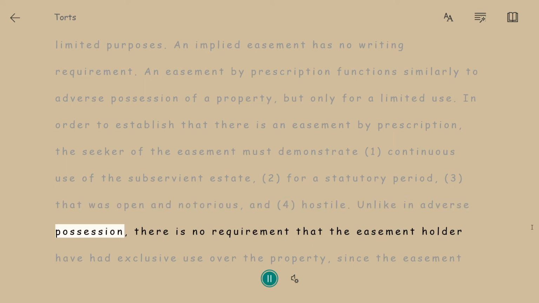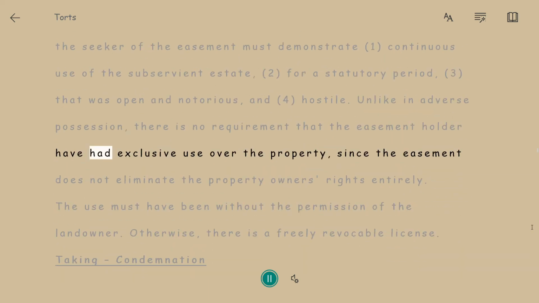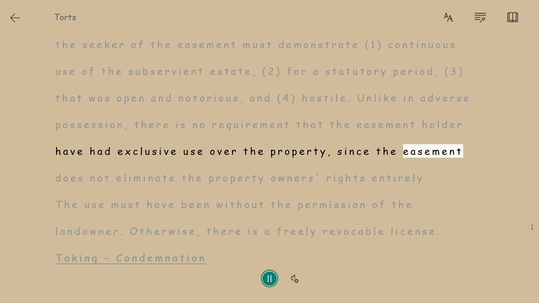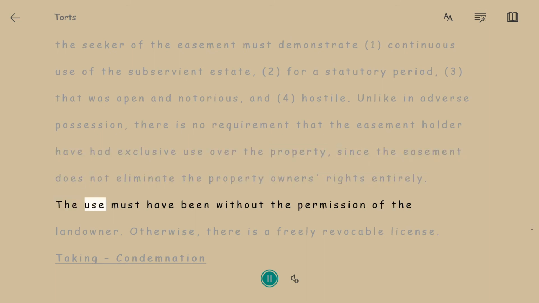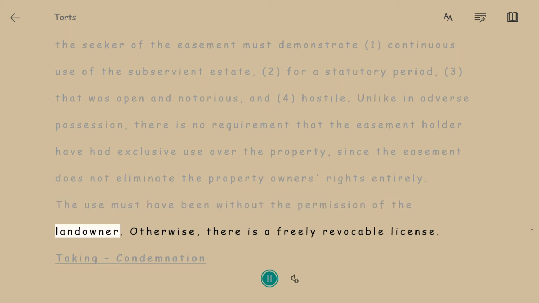Unlike in adverse possession, there is no requirement that the easement holder have had exclusive use over the property, since the easement does not eliminate the property owner's rights entirely. The use must have been without the permission of the landowner. Otherwise, there is a freely revocable license.